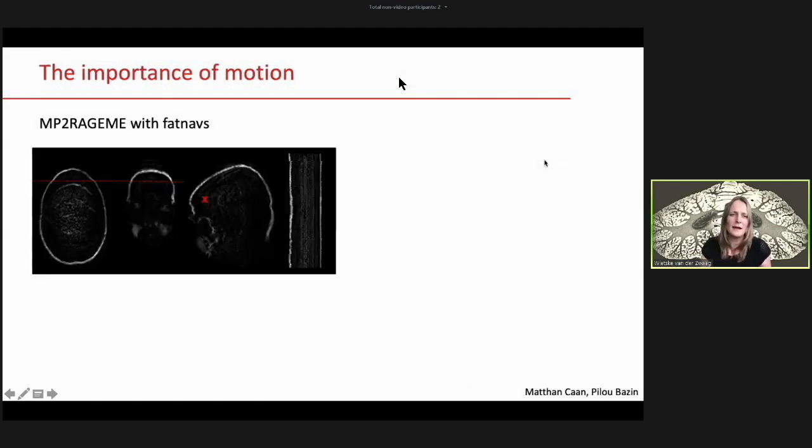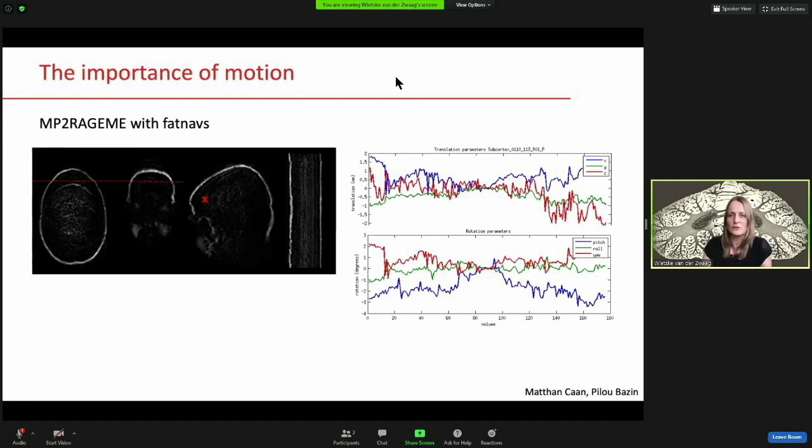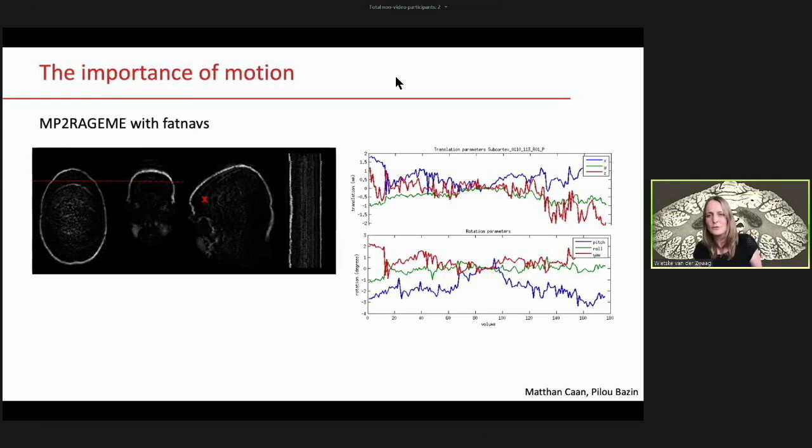And that means that we have a time course. So these are fat navs, and then this is a time course. So you can actually see how the subject is moving over time. And this being EPI data, you can feed it to SPM, and then it returns motion parameters, much like it does for a normal fMRI data set. If you look at these, for 6 degrees of freedom, you have a very good estimation.